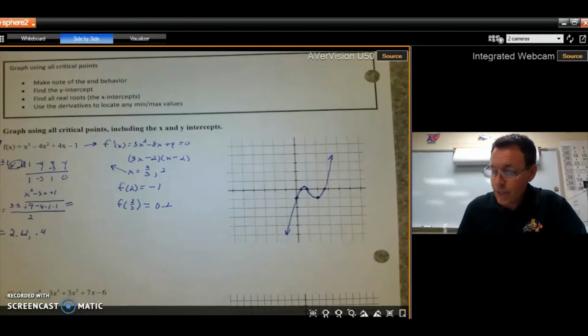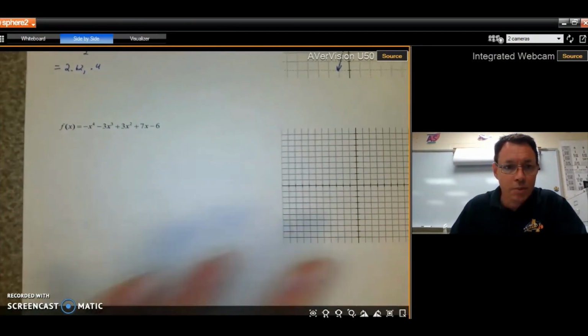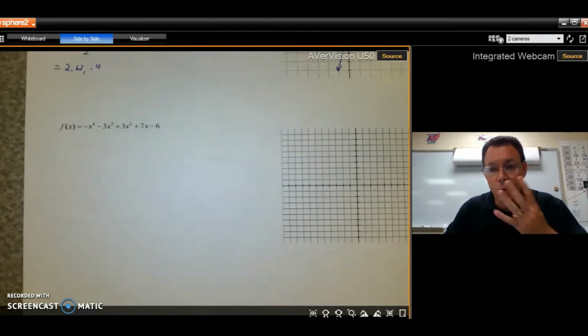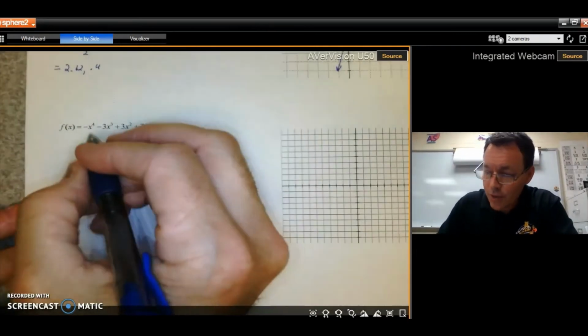Okay? Now, I want you to try this one to the best of your ability. I'm going to give you a hint. Now, this is an x to the 4th. So there's going to be 4 x-intercepts you have to find. And it probably means there's going to be 3 values where we're going to have local minimums and maximums when you do the derivative.